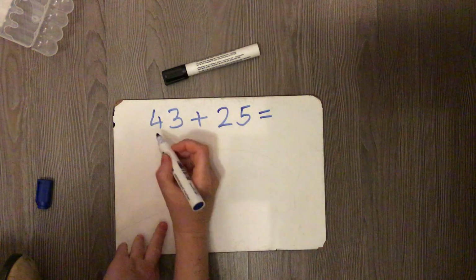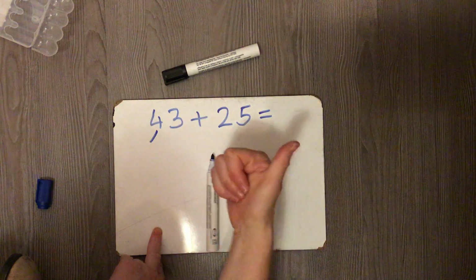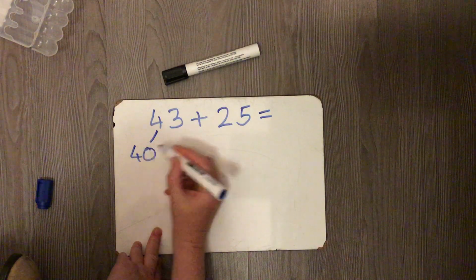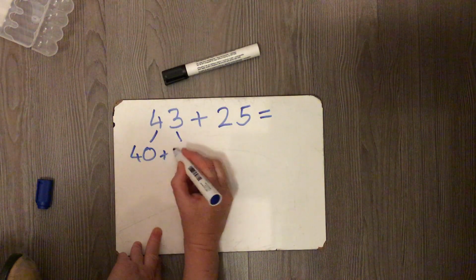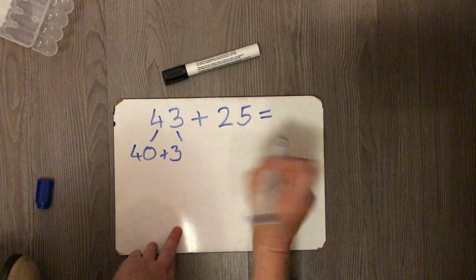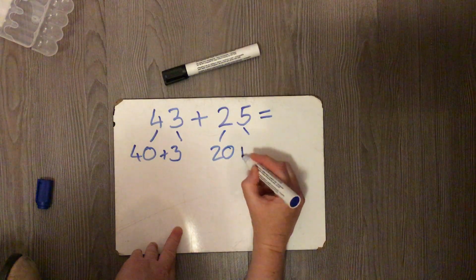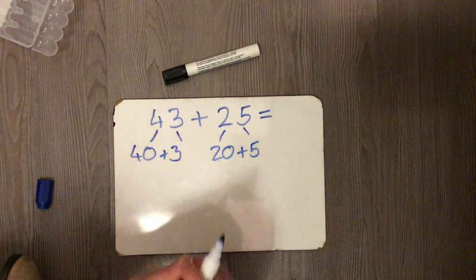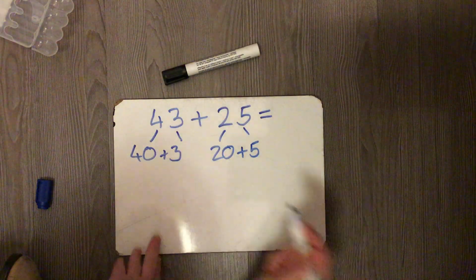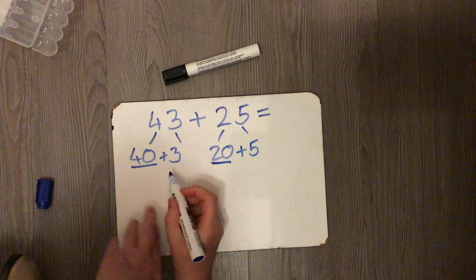Okay. So we have, first we're going to do 40: 10, 20, 30, 40. And plus 3. And then 10, 20, plus 5. Now what do I need to do? What's my next step? I need to take my tens and add them together.